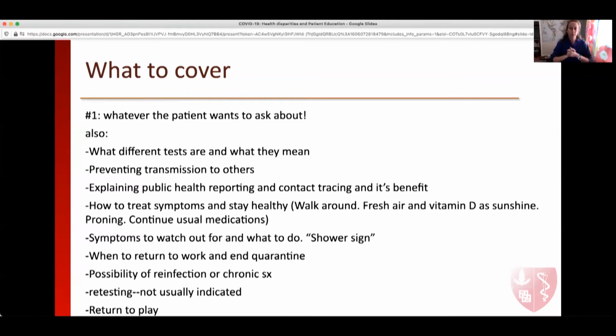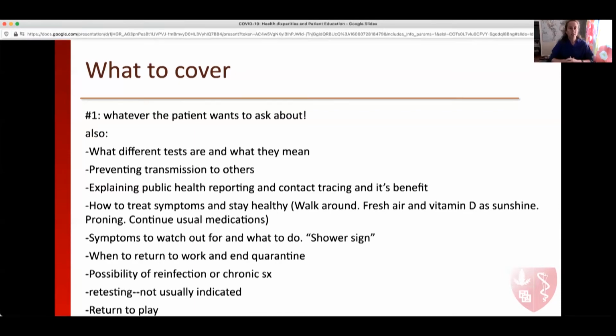I've started asking people, and this is something I have made up, what I call the shower sign. If I ask patients, when did you last take a shower? And if they tell me they're too tired, they tried to take a shower and they had to sit down after a minute, I tell them, you have to come in. I've had so many patients who've told me that who've turned out to be hypoxic.